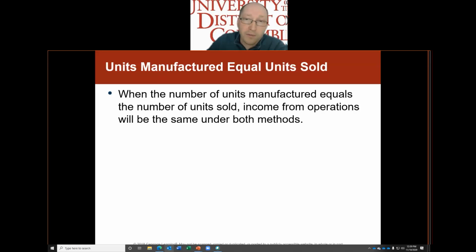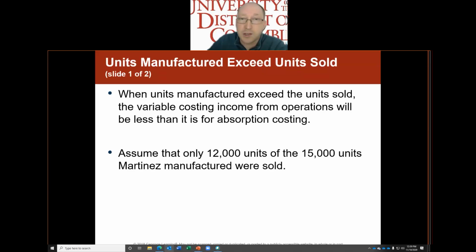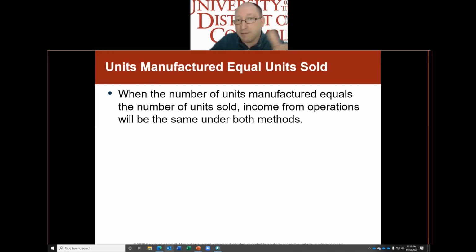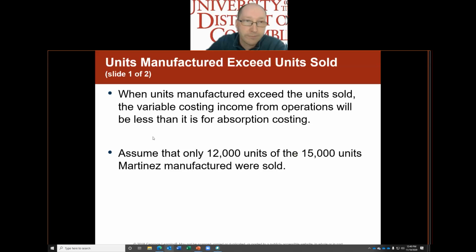When the number of units manufactured equals the number of units sold, income from operations will be the same under both of these methods. It's kind of like break even, but it's break even from the perspective of the two methods of cost: your variable cost method versus your absorption cost method. When units manufactured exceeds the units sold, the variable costing income will be less than the absorption costing income.